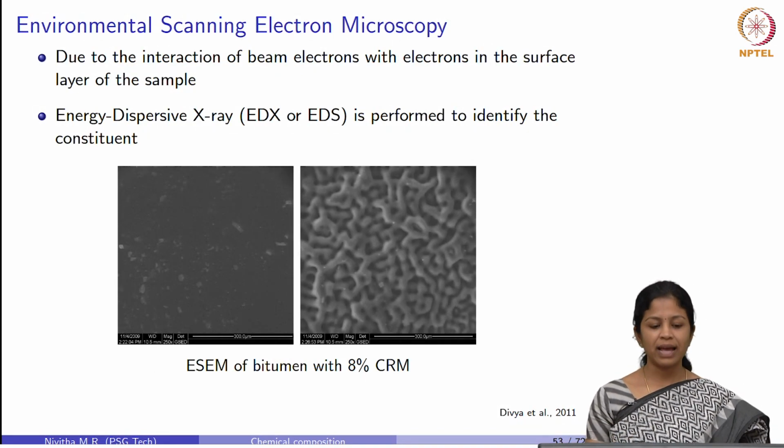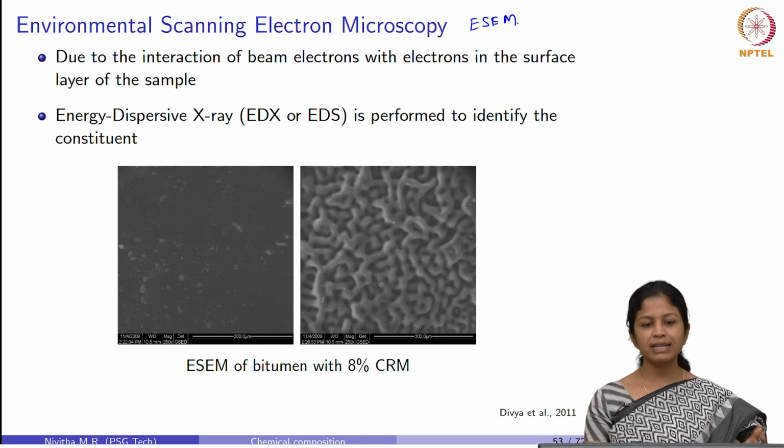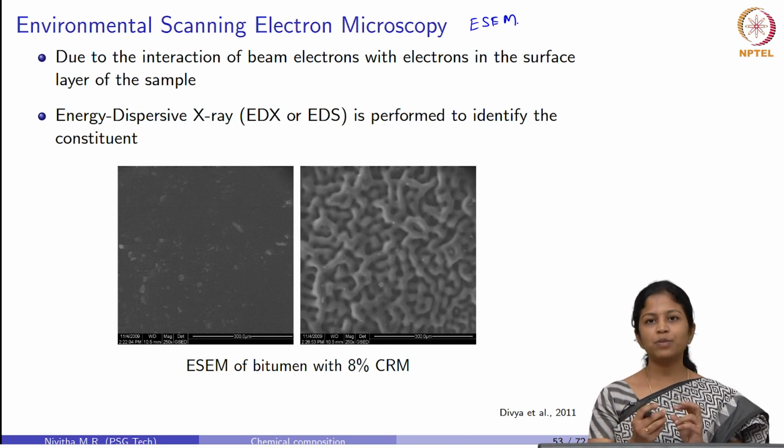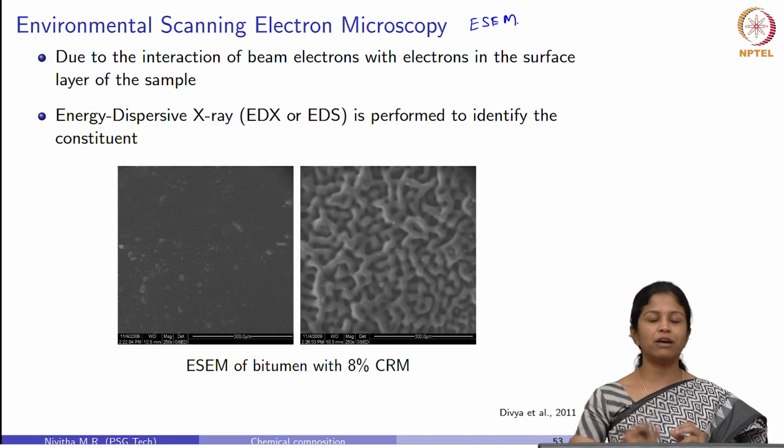The next technique is environmental scanning electron microscopy, or ESEM. This technique works because of the interaction of a beam of electrons with electrons in the surface layer of the sample.